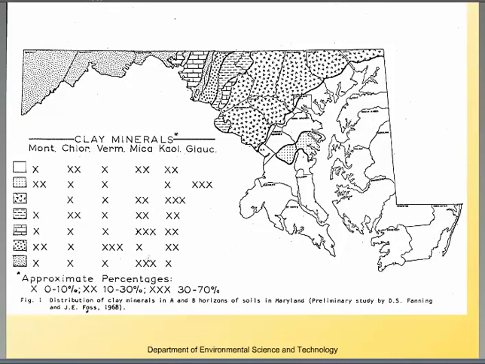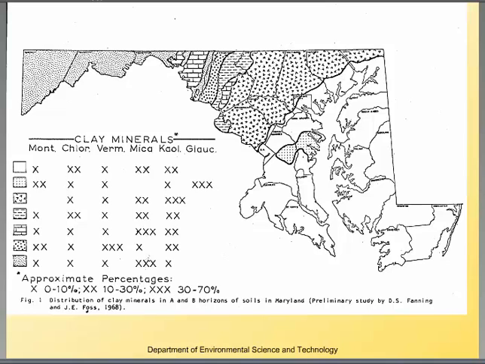Now, this is an old example. It's published in '68, but this tries to give you a sense of the clay mineral suites that exist in Maryland, and this is how this reads. Well, montmorillonite, chlorite, vermiculite, mica, kaolinite, and glauconite. I'll come back to that in a sec. If there's only one X, maybe none, maybe up to 10%. Two X's, 10 to 30%.